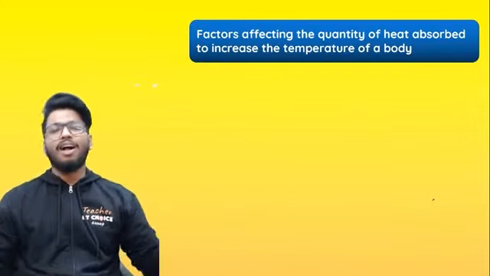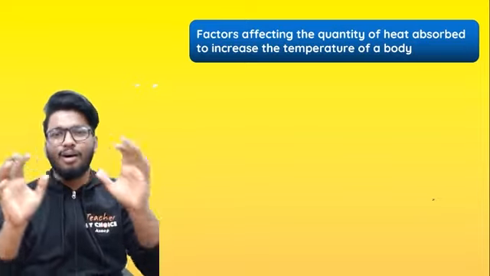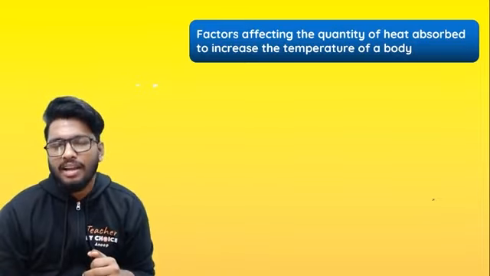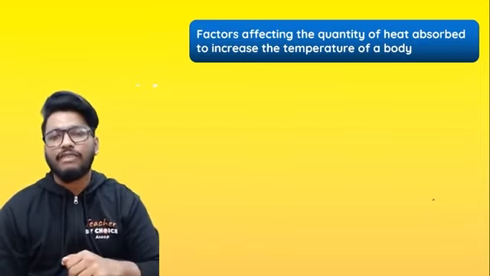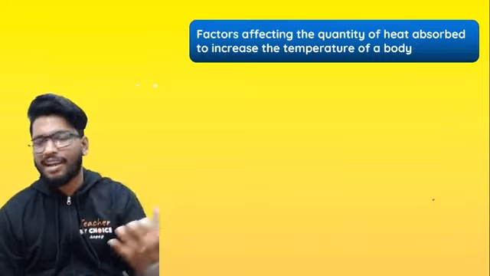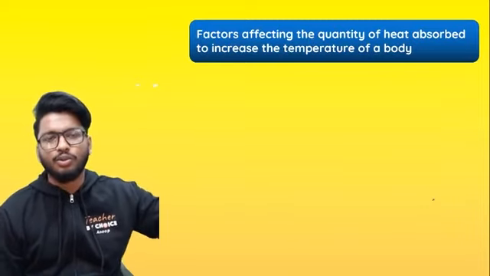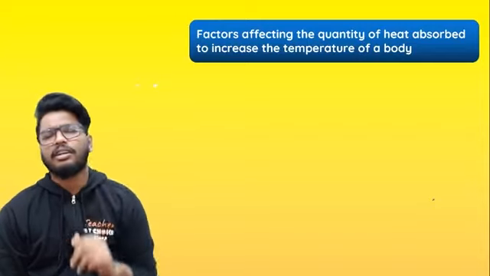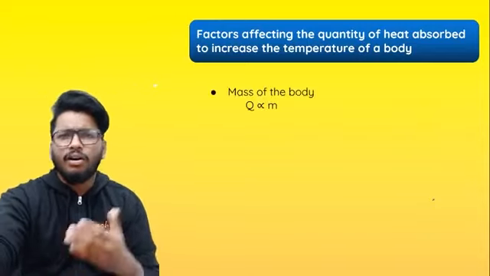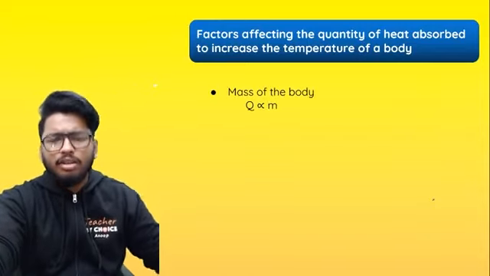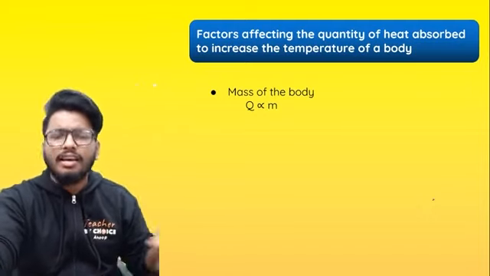Alright guys, so all this while we've been talking about heat and temperature, those were the major topics that I had to talk about. But let's talk about what are the factors that affect the quantity of heat absorbed by an object, which later on is used to increase the temperature of the body. The first factor it depends on is the mass. Greater the mass, more is the heat energy. Lesser the mass, lesser is the heat energy.